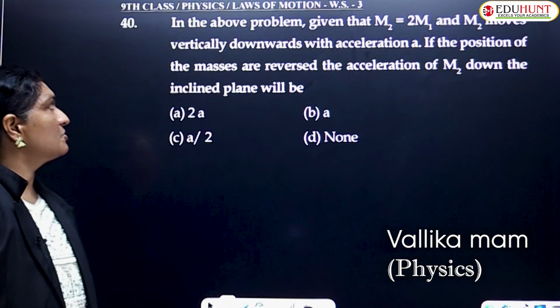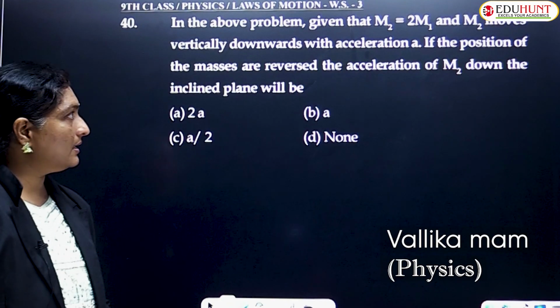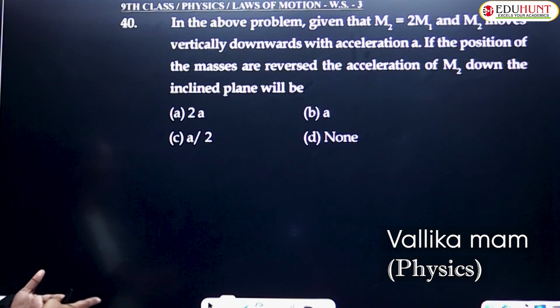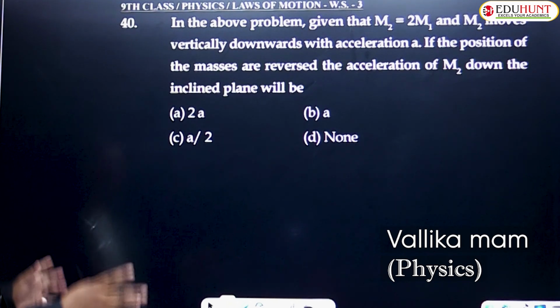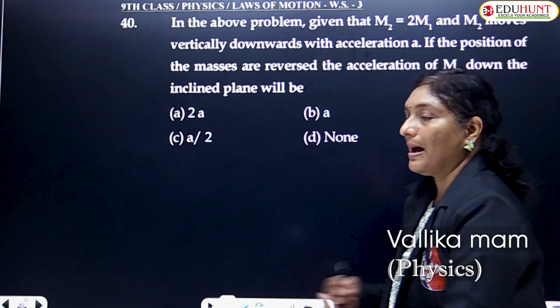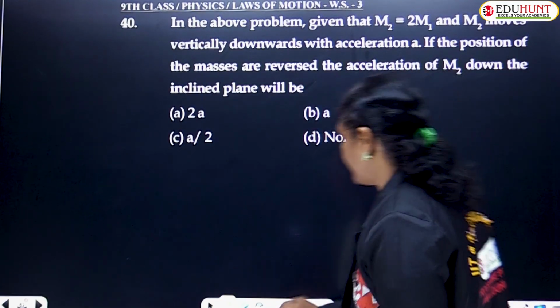Moving to the 40th question. In the above problem, given that M2 is double M1 and M2 moves vertically downwards with some acceleration A, if the position of the masses are reversed, the acceleration of M2 is. So let us once again draw the picture carefully because the masses are being interchanged. The picture may be something like this.